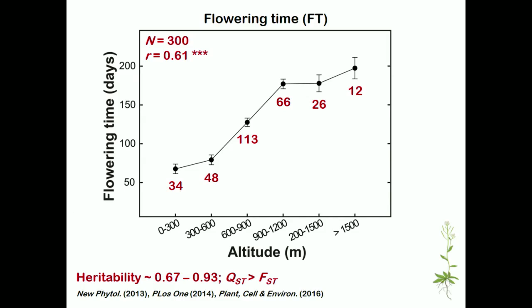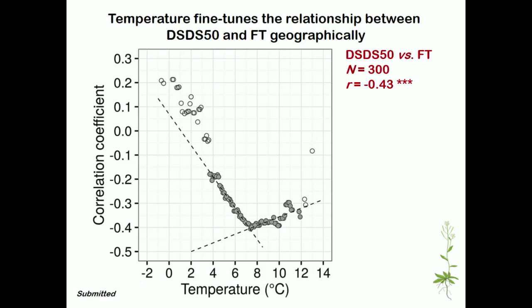The same is done for flowering time, which is the number of days between the opening of the first flower and seed germination, and you can see that we get the opposite pattern. So seed dormancy and flowering time are negatively correlated. The point is, is this correlation constant across time?